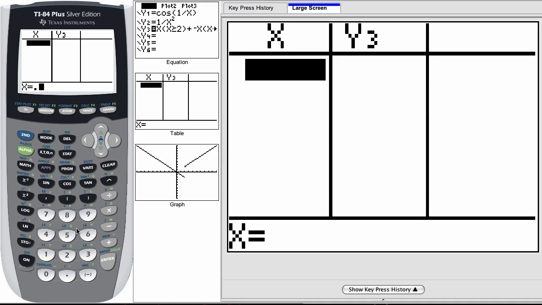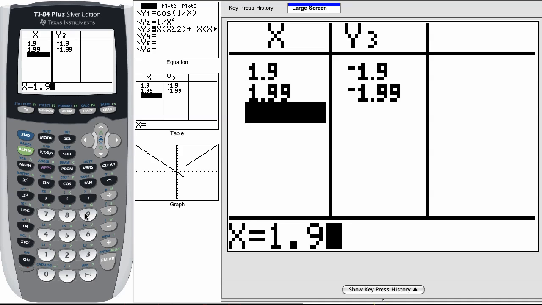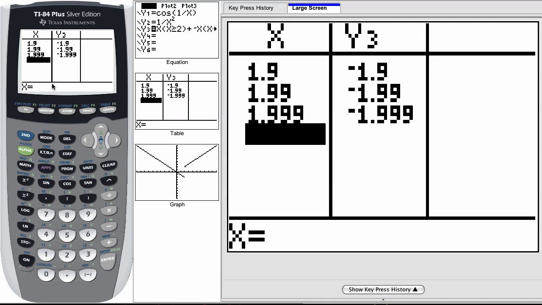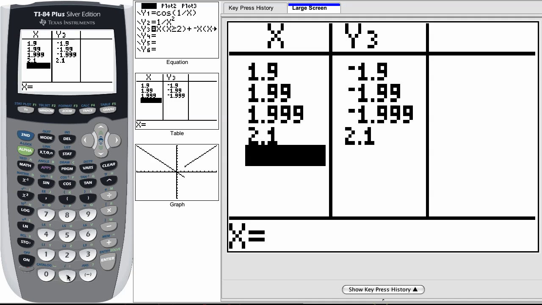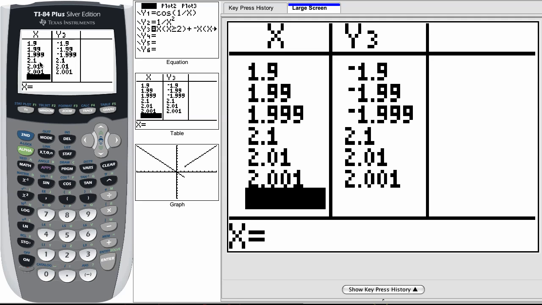If we approach 2 from the left-hand side, 1.9, 1.99, and 1.999, you can see that we're approaching negative 2. And then if we jump to the right-hand side of 2, we get a different number. And it looks like as we approach 2 from the right-hand side, we're approaching positive 2 in this case.